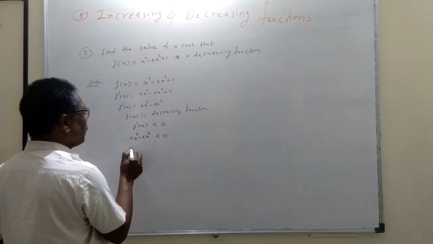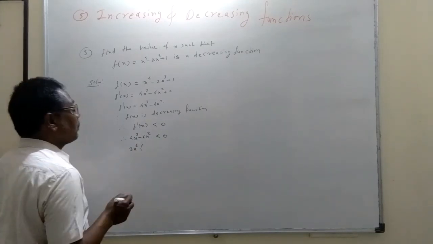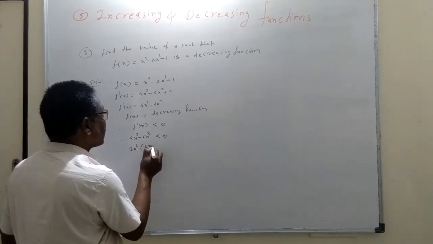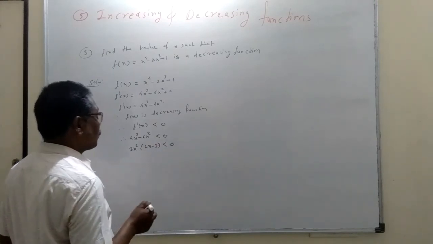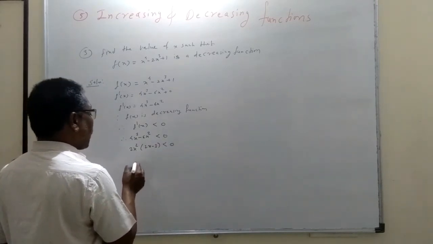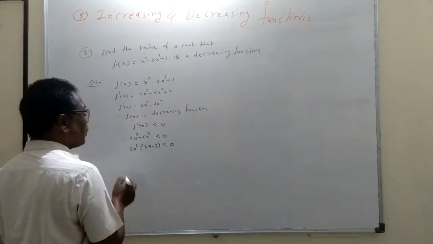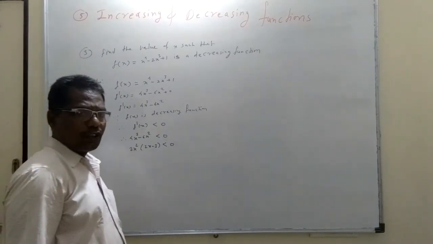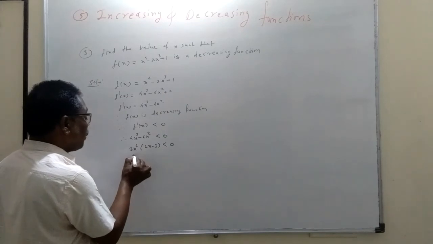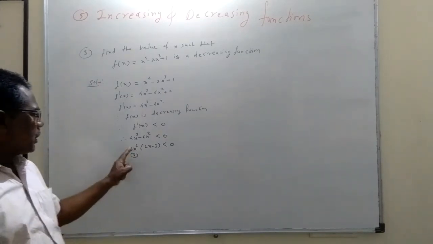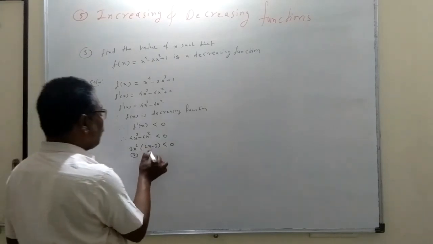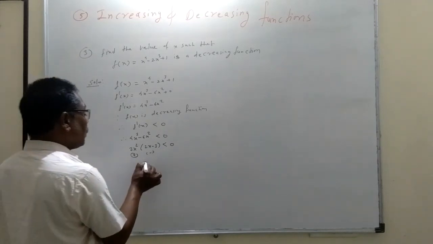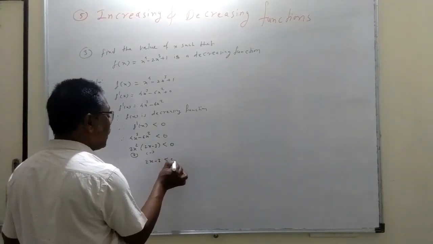Now common will take outside, so 2x square common outside into bracket 2x minus 3 less than 0. Now here this 2 is a constant, that is always positive. X square, whatever the value of x, is always positive. So this term is always positive. And you know this product must be negative, so this value must be negative, since plus times minus gives minus. So therefore this 2x minus 3 must be less than 0.